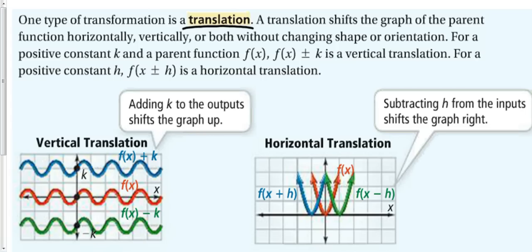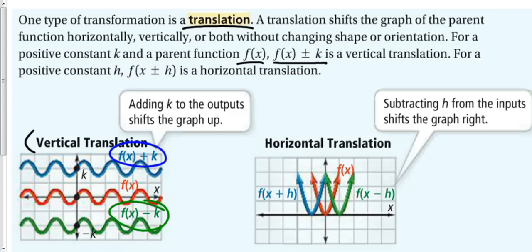So if you can see here, in my vertical translations, if I start with the red function and I move the red function up, I get the blue function. And you can see that I have added something to the outputs of the function, and that has shifted the function up. In the green, I've moved the red function down, so I have subtracted something from the outputs. So if we have our parent function f of x, and we add or subtract some number, k, to the outputs of the function, I get a vertical translation. Plus moves the function up, minus moves the function down.